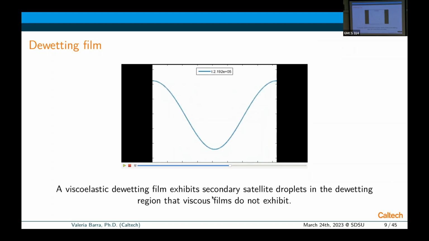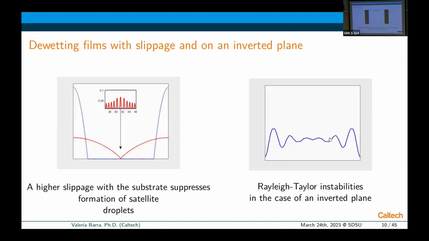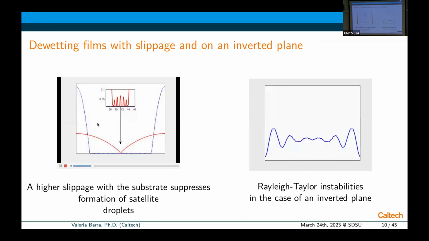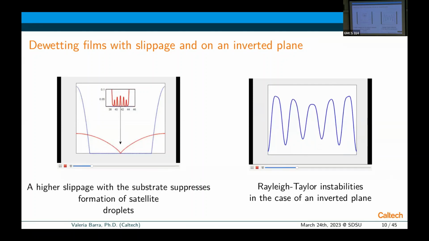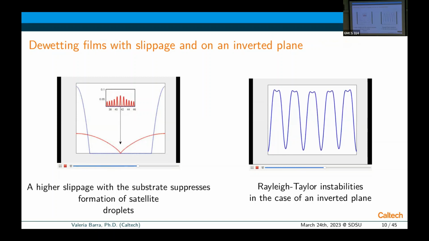Another example, for instance, of different settings: here I consider slip coefficients to see how the slippage affects. And we saw that the slippage affects not only the dynamic, but also the final morphology. In fact, here we have the blue curve, which is the one with slippage, has already fully developed, whereas the red one, the one without slippage, is still behind and developing, and it has all of these satellite droplets that the blue one doesn't.